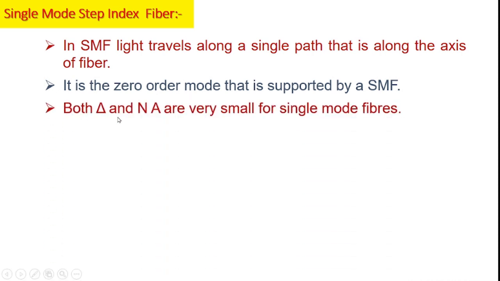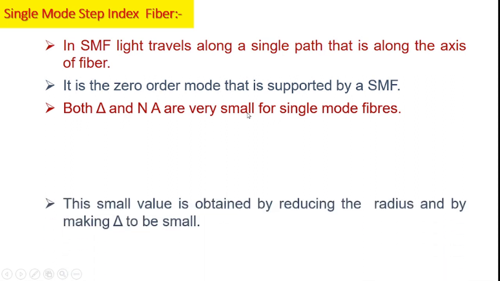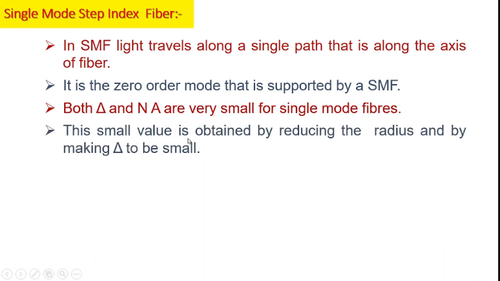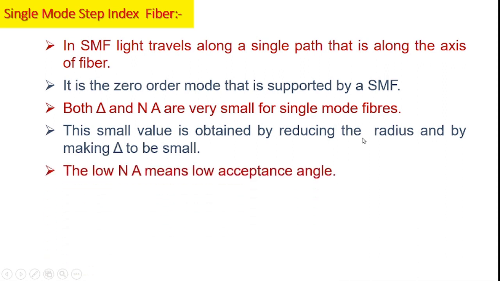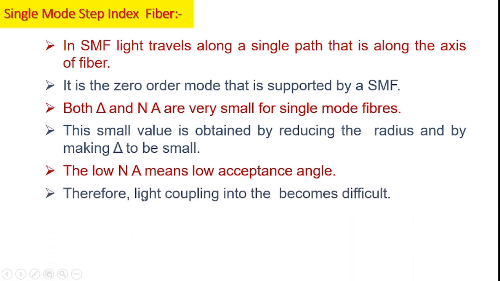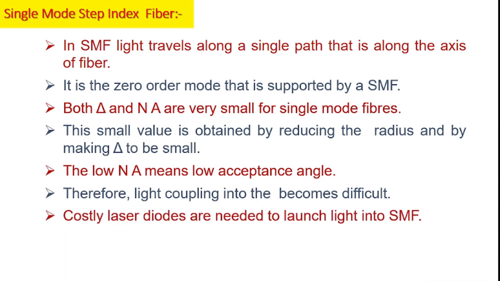Both del, which means index difference or fractional refractive index change, and numerical aperture are small for single mode fibers. This small value is obtained by reducing the radius and making del small. Low NA means low acceptance angle and therefore light coupling into the fiber becomes difficult.